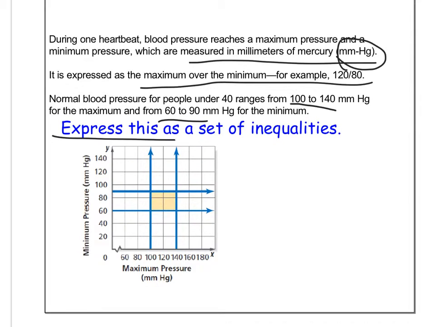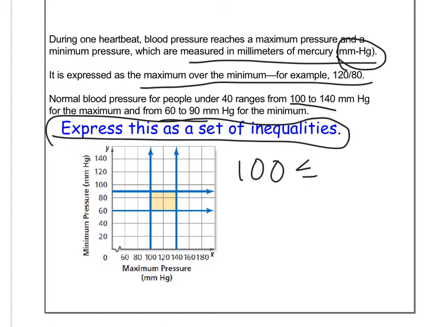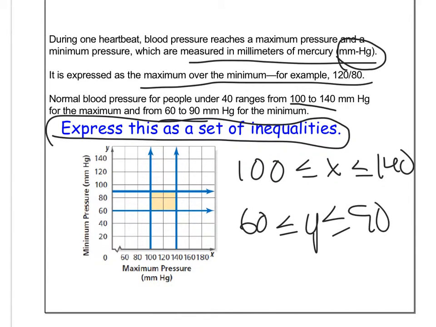Express this as a set of inequalities. Your range has got to be between 100 and 140 for your maximum, and then from 60 to 90 for the minimum. So you graph this right here, from 60 to 90, from 100 to 140. Out of all blood pressures, this is the healthy area. That's the zone you want to be in. So it's not exactly one number, it's a range, and that's what you're looking for.